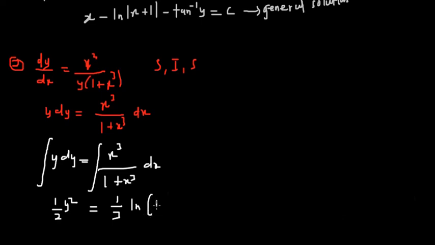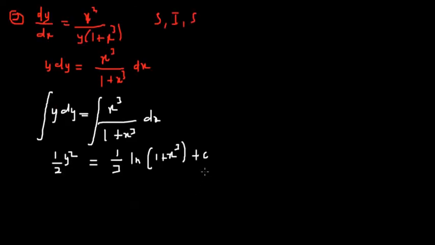on how to integrate these kinds of expressions, plus c. Now it's very important to introduce your initial value. From here you can do further simplification, so we can multiply 2 throughout over here. When you multiply 2 throughout, you are multiplying 2 on both sides.